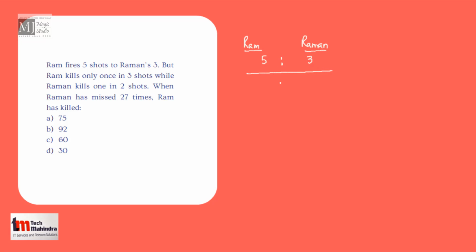But Ram kills only once in 3 shots. So the ratio of killing to missing for Ram is 1:2. While Raman kills 1 in 2 shots, so killing to missing for Raman is 1:1. Yes, because he kills 1 in 2 shots. Done. When Raman has missed 27 times.